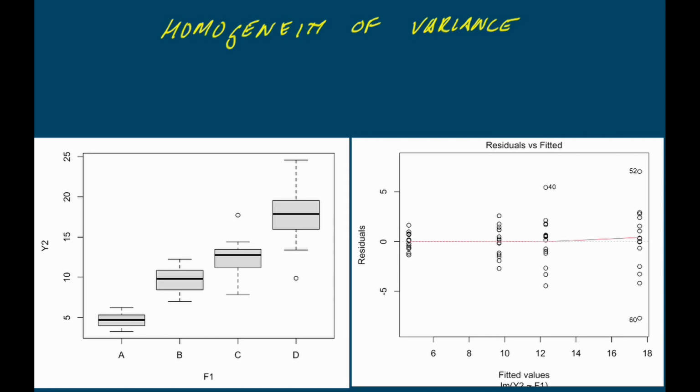And the reason it looks different is that we only have 4 fitted values. Those fitted values are the means for factor A, B, C and D. But you can see that we have that wedge shape once again. So as the fitted values get bigger, the amount of variance in the data gets bigger. And this again is a fairly common pattern that you see in biological data an awful lot of the time.